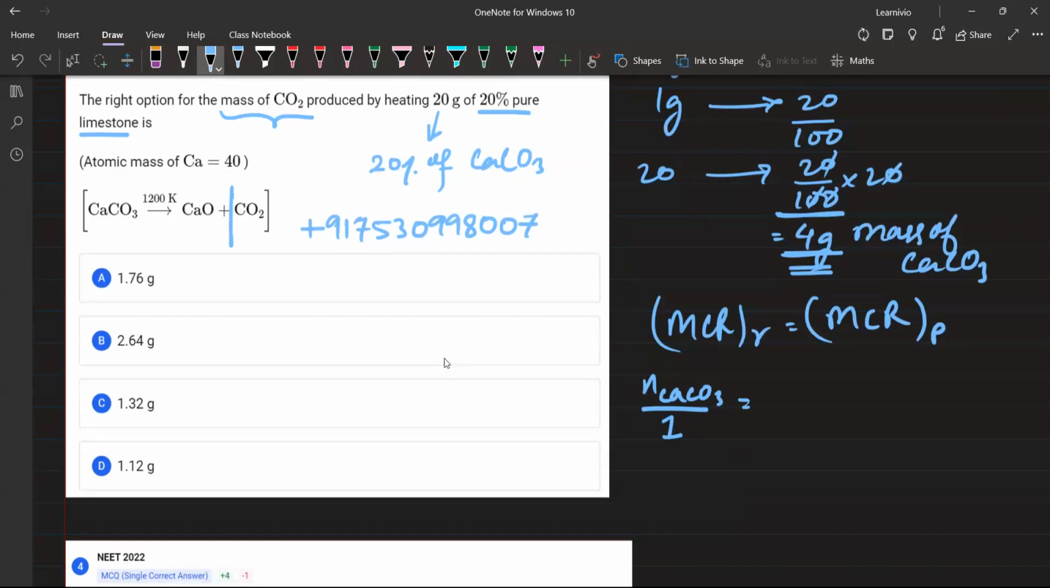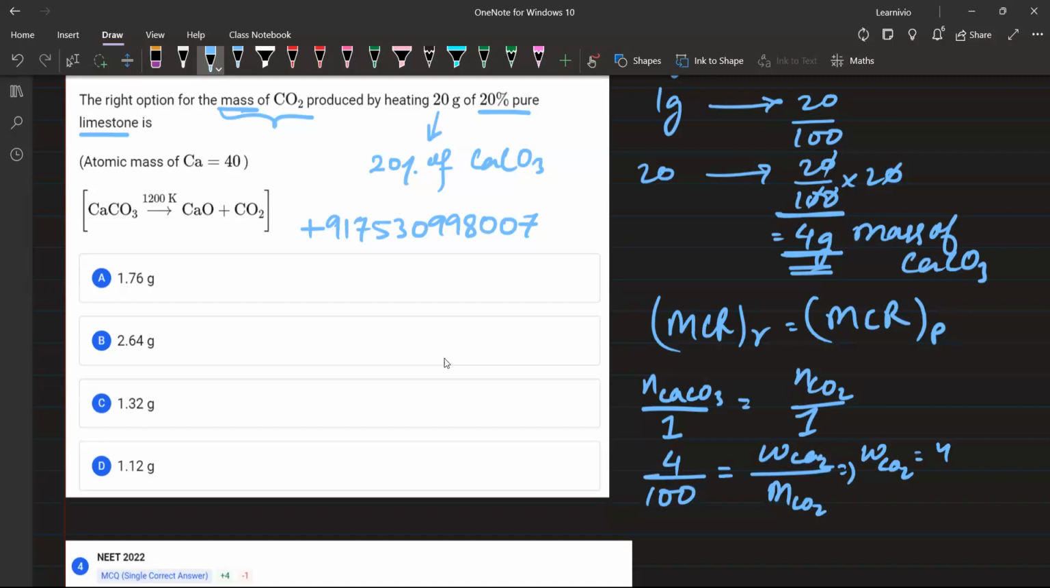This will be equal to number of moles of product. What is the product that we want? We want CO2; we don't have to look at CO. So number of moles of CO2 divided by the coefficient of CO2, which is 1. Number of moles of CaCO3 will be equal to 4 upon the molar mass of CaCO3, which I hope you calculated as 100. This will be equal to number of moles of CO2. We need the mass of CO2, so I will write mass of CO2 divided by the molar mass of CO2. The mass of CO2 is equal to 4 upon 100 into 44.